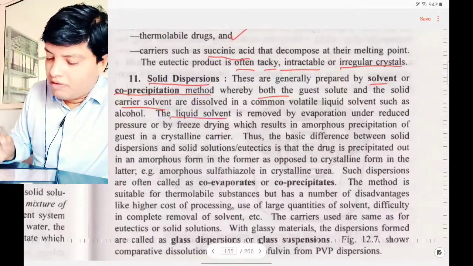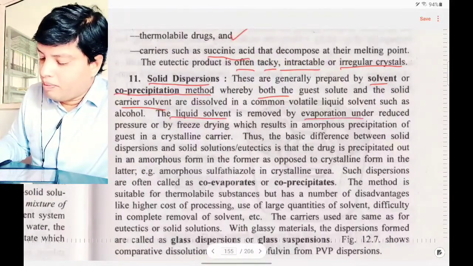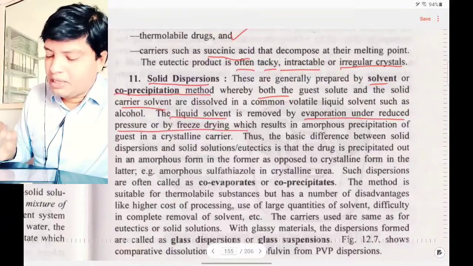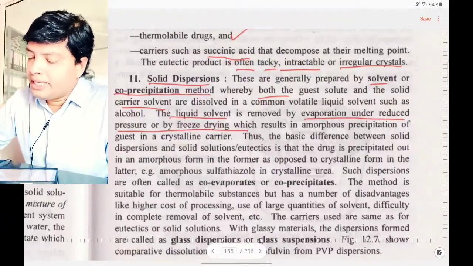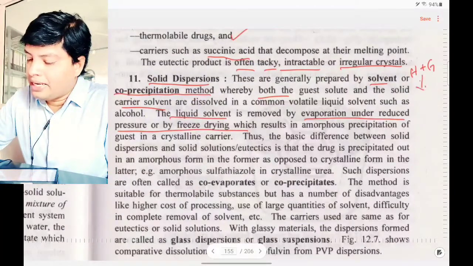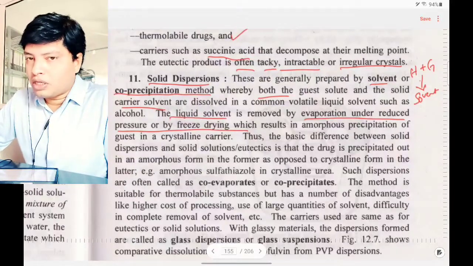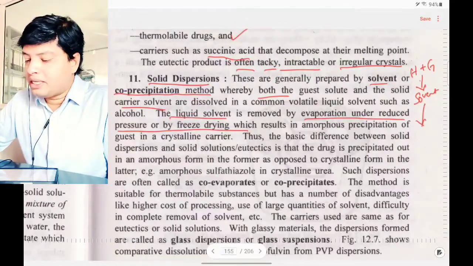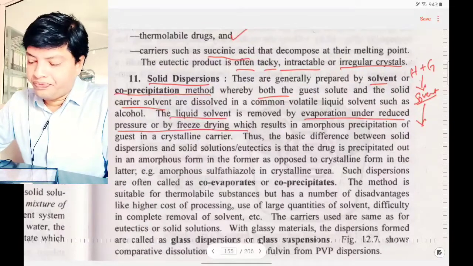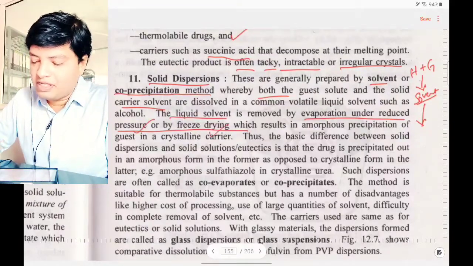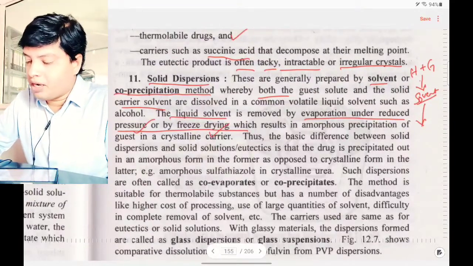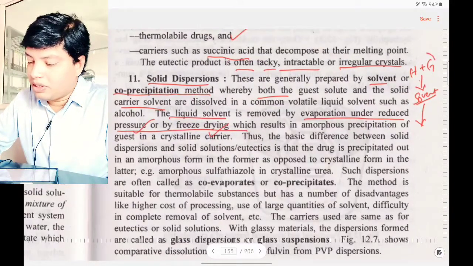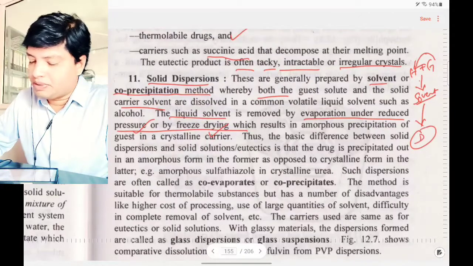Then the liquid solvent is removed by evaporating under reduced pressure. What this point is saying is, take your host molecule plus your guest molecule and add them into a solvent in which both are soluble. Now both are soluble, then evaporate the liquid solvent by reducing the pressure or by the freeze drying method. If you evaporate them, the guest molecule will go and sit within the host molecule and form a solid dispersion.